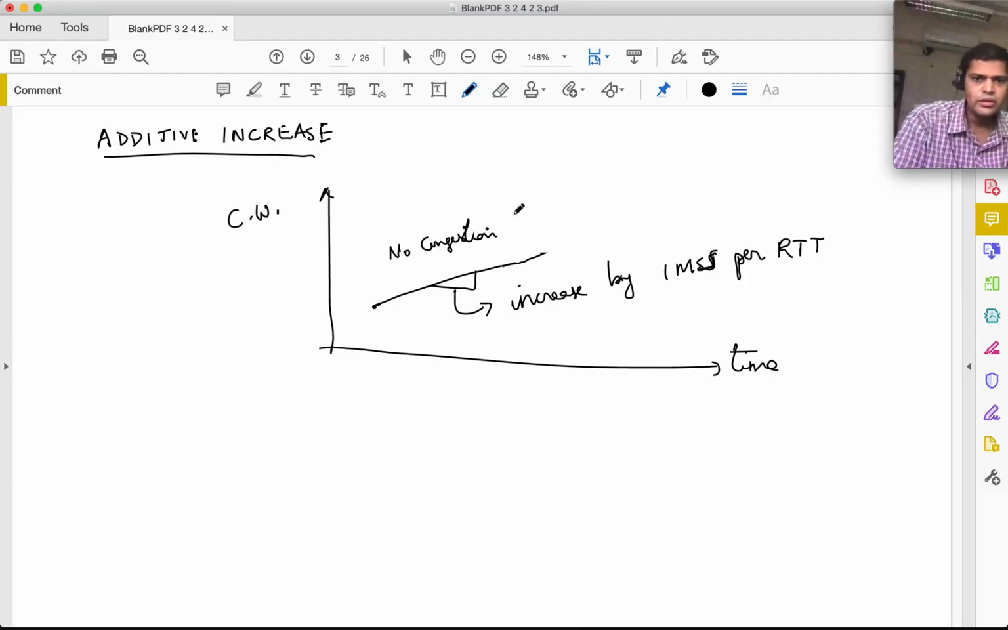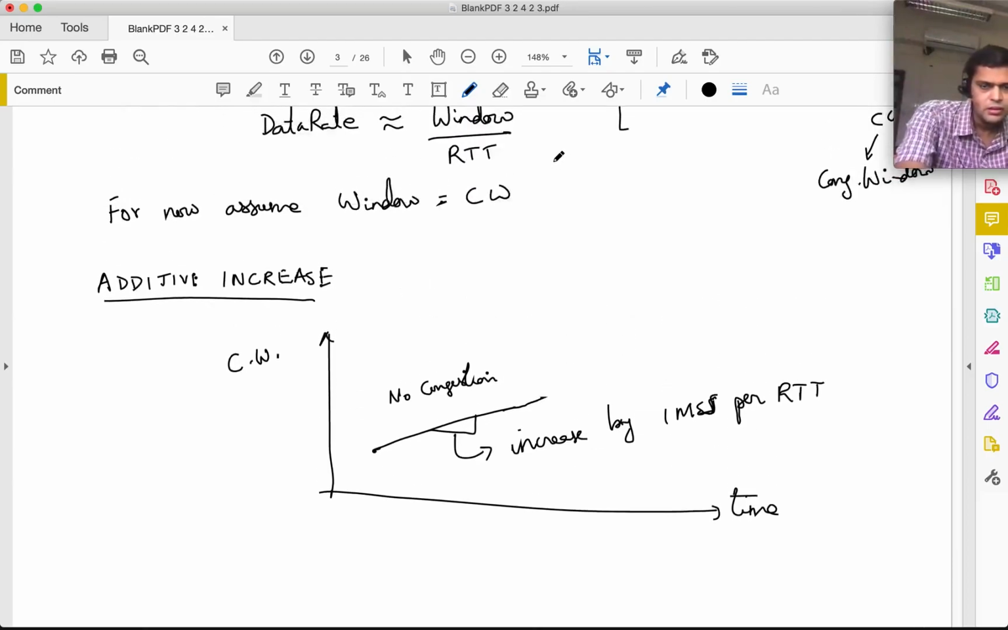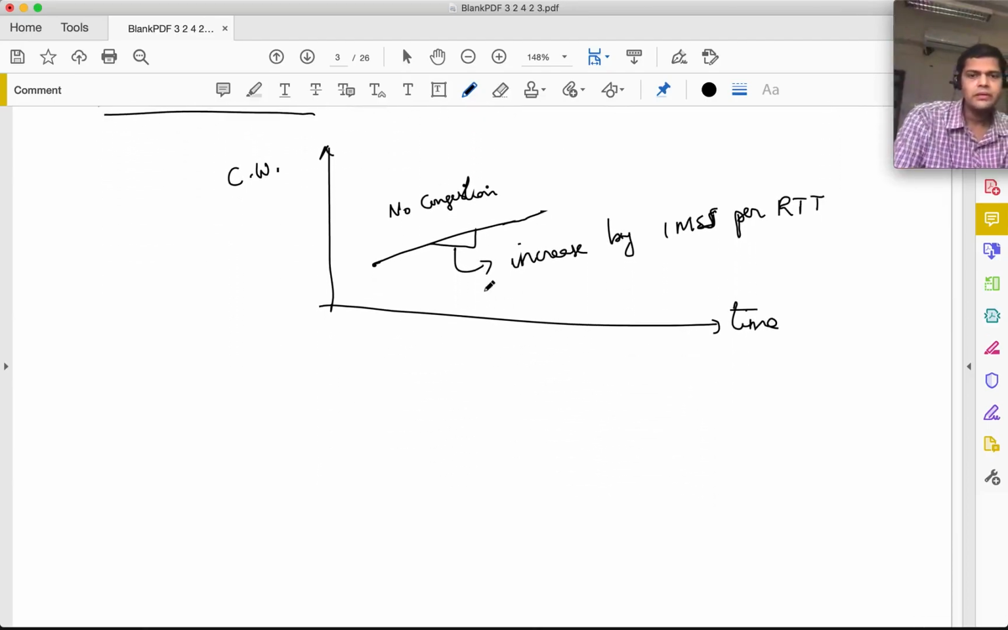So this is a slow increase. We are not being too aggressive in increasing the window size. And we'll see that when we actually have packet loss, we will decrease the window in a drastic manner. Okay, so how is this additive increase implemented?